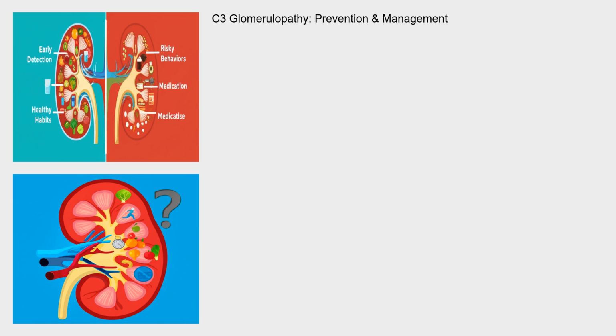Unfortunately, there are no specific proven preventative measures for C3 glomerulopathy, primarily because it is often linked to genetic factors. However, early diagnosis and prompt treatment are crucial to slowing the progression of the disease and preserving kidney function. Managing blood pressure, maintaining a healthy lifestyle, and avoiding nephrotoxic medications can also help support overall kidney health.